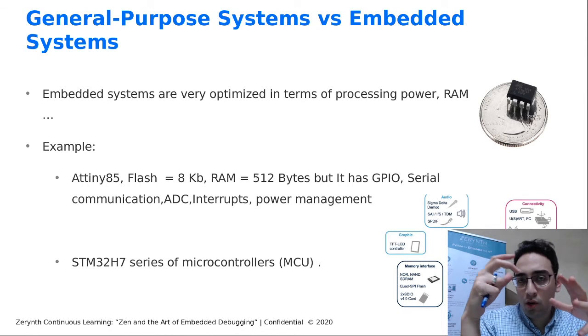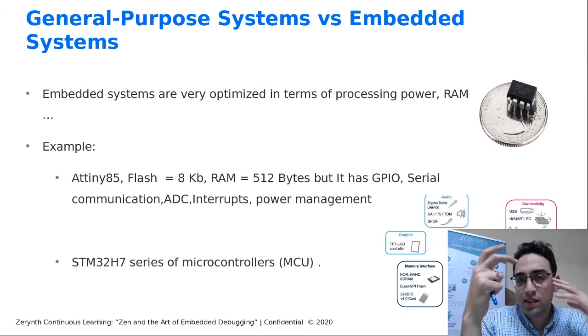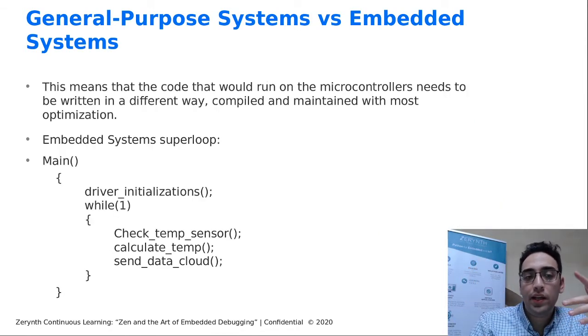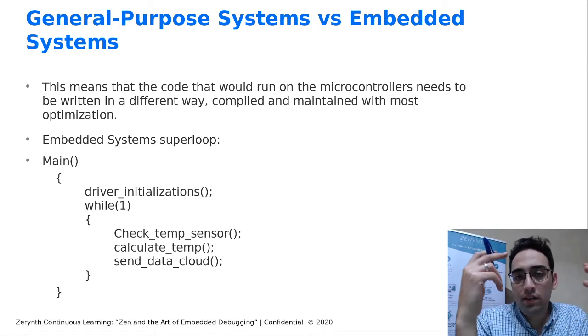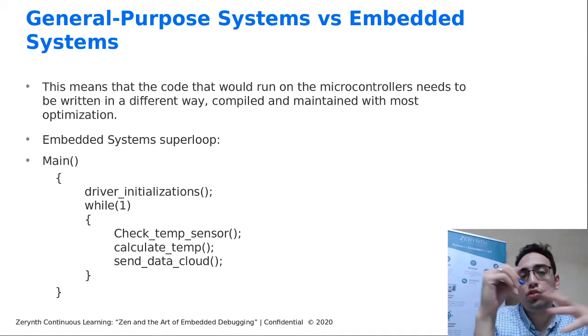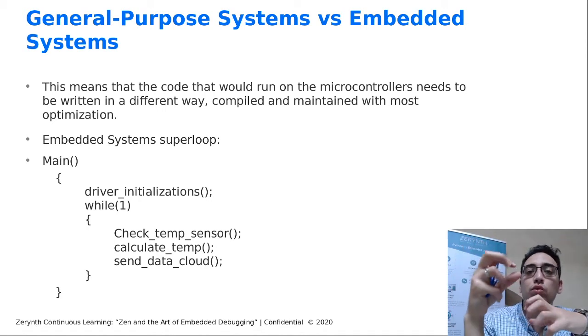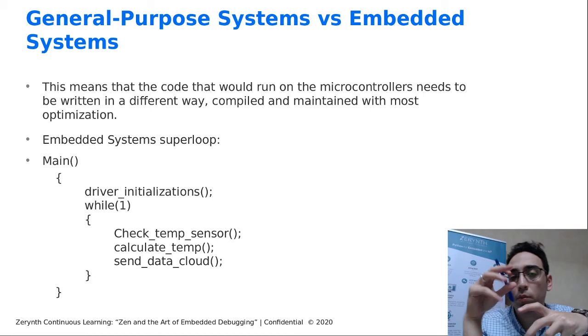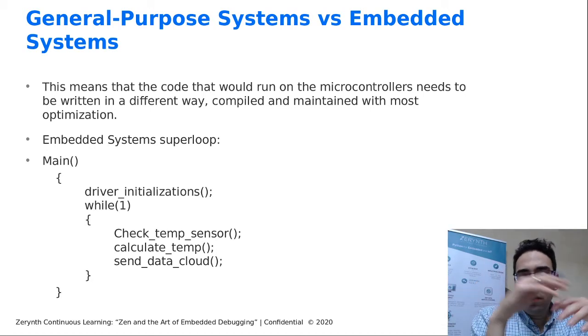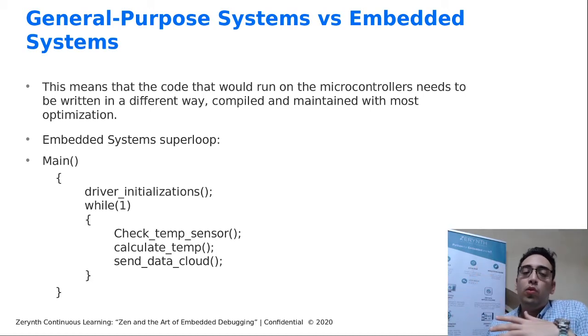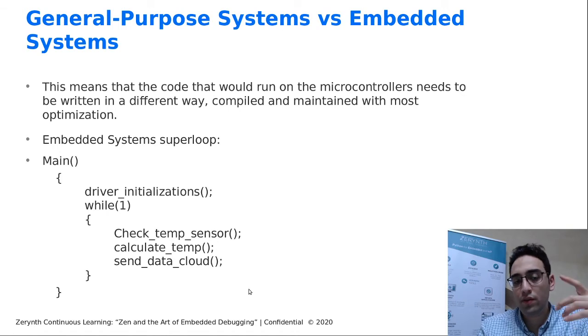So depending on the project that you're working on, it has to be customized to this application. That's why the code that should be written on the microcontrollers should also be optimized. You cannot just use the same techniques that you use on general purpose systems and then deploy them to the microcontrollers. For instance, embedded systems tend to deploy something called the super loop. So the super loop is typically a loop that runs infinitely, or forever, essentially.